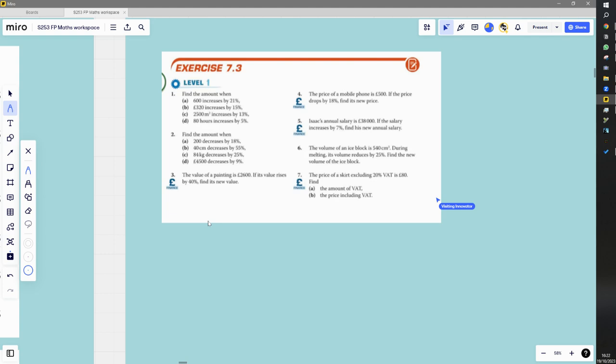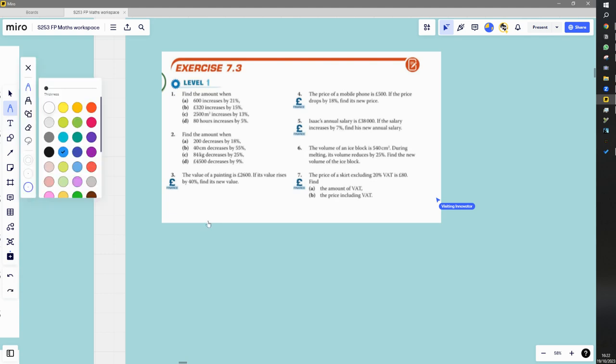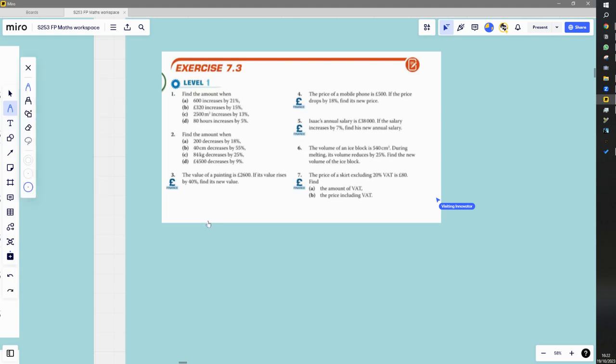So we've got 600. So we're going to take 600. Let's make my pen a bit thicker. And I think I want black. So 600, and it increases by 21%. So let's find out what is 21% of 600.